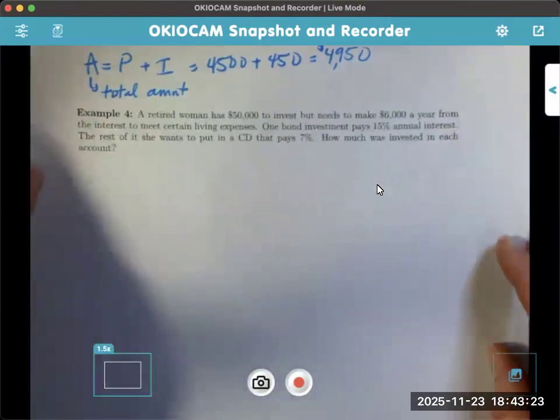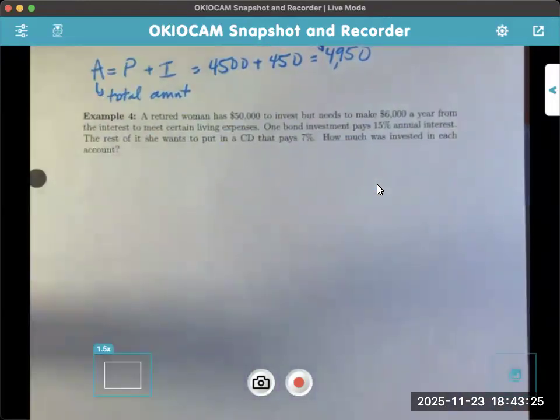Okie dokie. So a retired woman has $50,000 to invest, but needs to make $6,000 a year from the investment to meet certain living expenses. One bond investment pays 15% annual interest. The rest of it she wants to put in a CD, which stands for certificate of deposit, that pays 7%. How much was invested in each account?